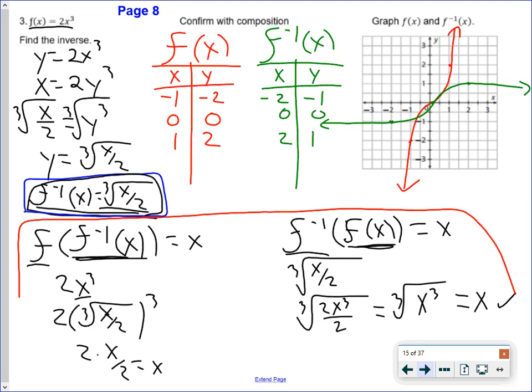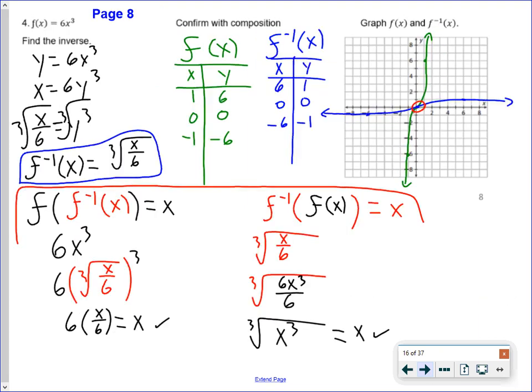And now for number 4, if you haven't done it, pause the video, take a crack at it, and I'll post the answer up in a little bit. All right, for number 4, this is what I got. This is what you should have gotten as well. When we're solving for the inverse, you should have gotten the cube root of x over 6. And then we need to confirm it with composition.